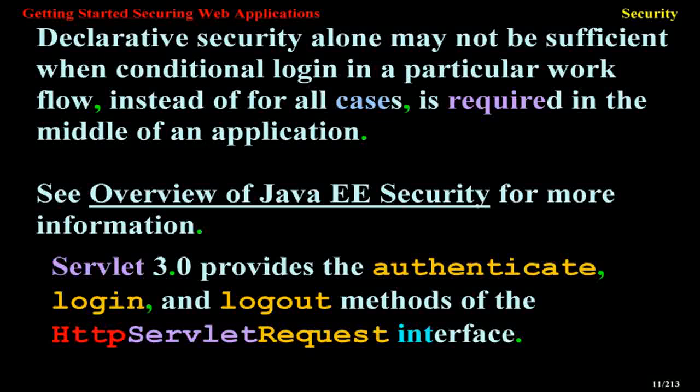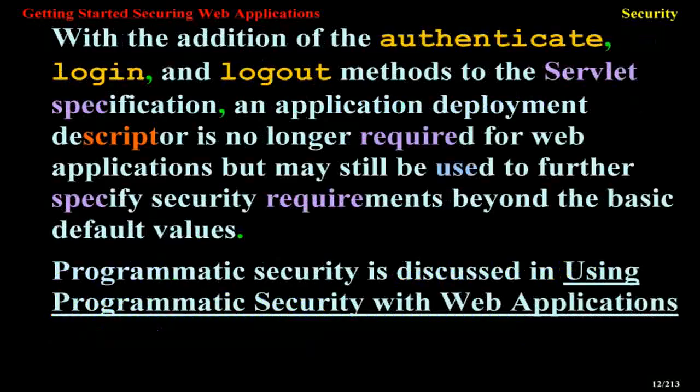Servlet 3.0 provides the authenticate, login, and logout methods of the HttpServletRequest interface. With the addition of the authenticate, login, and logout methods to the servlet specification, an application deployment descriptor is no longer required for web applications but may still be used to further specify security requirements beyond the basic default values. Programmatic security is discussed in using programmatic security with web applications.